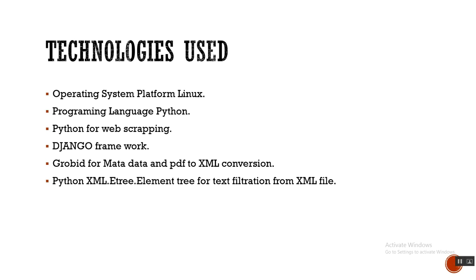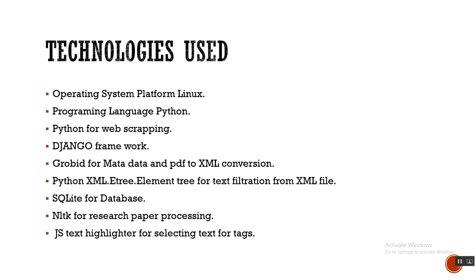GROBID gives us the output in the form of an XML file, and to extract the text from that XML file, we have used a Python library, xml.etree.ElementTree. We have used SQLite as a database, NLTK, which is also a Python library, for paper processing. We have used a JavaScript library, jquery.textHighlighter, to highlight the tags and to get the text from the research paper.